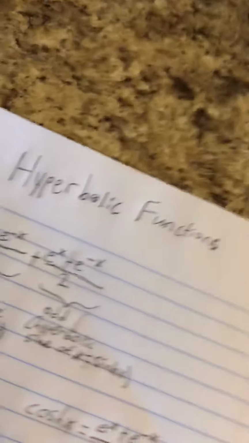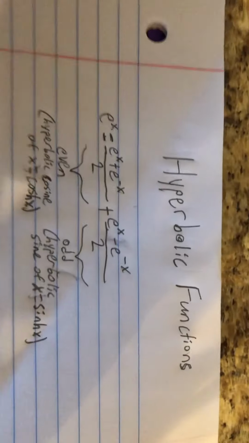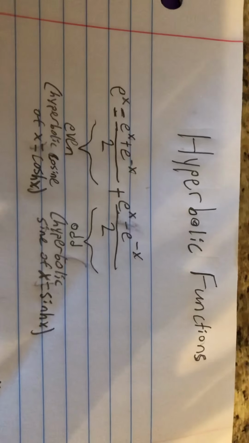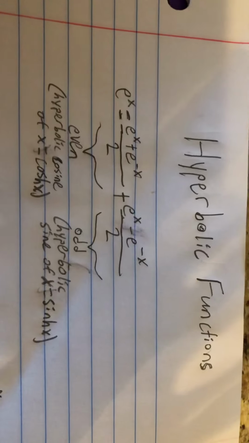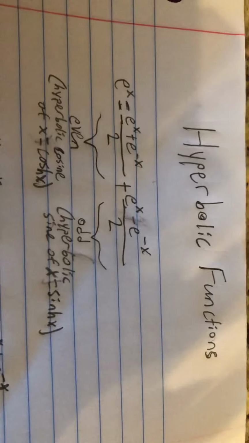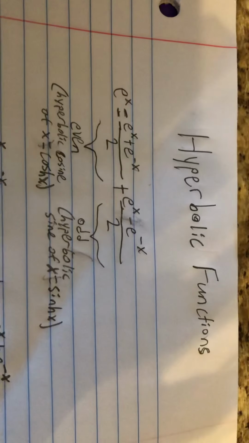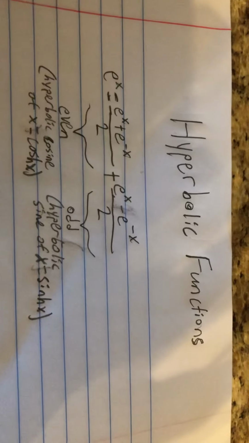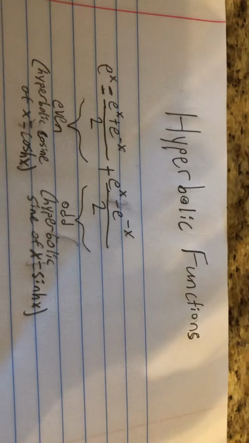Today we're looking at hyperbolic functions. The first important piece is how you can rewrite e to the power of x. e to the x is equal to e to the x plus e to the negative x over 2, plus e to the x minus e to the negative x over 2.